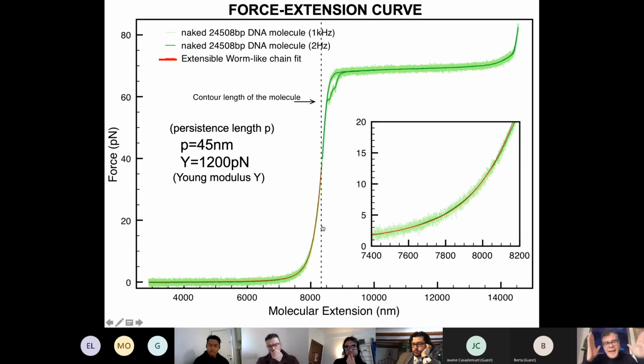It's about 8 microns. So the molecule shows a response, which is this entropic elasticity at low forces, below 5 piconewtons typically. But then at some point you overcome the contour length. You go farther. How is this possible? Because the molecule is 8 microns, but if you stretch it, you get a longer extension. And then you overcome the contour length, and you get this plateau where the molecule overstretches by 70% of its contour length.